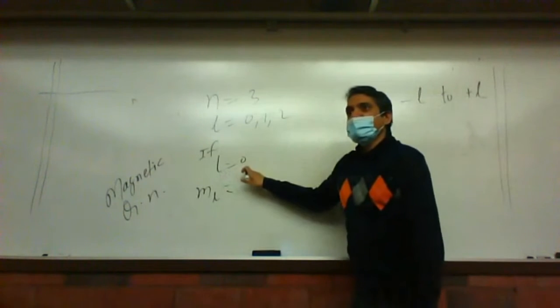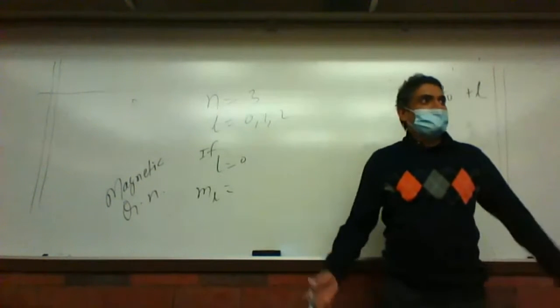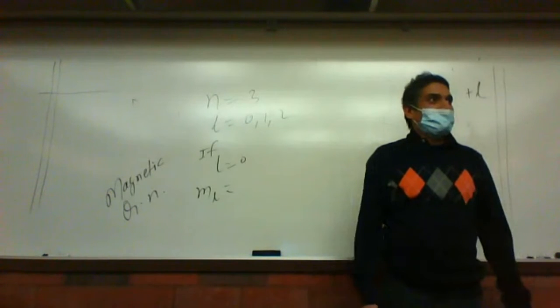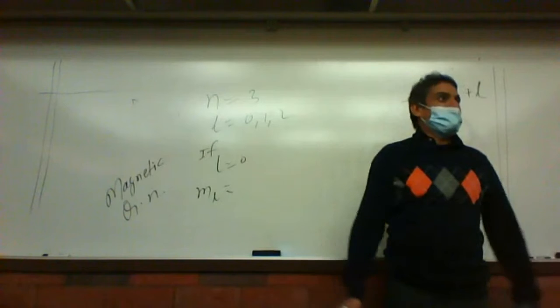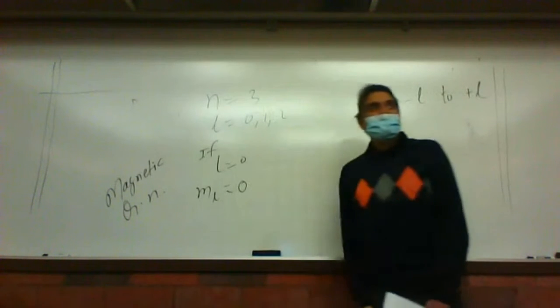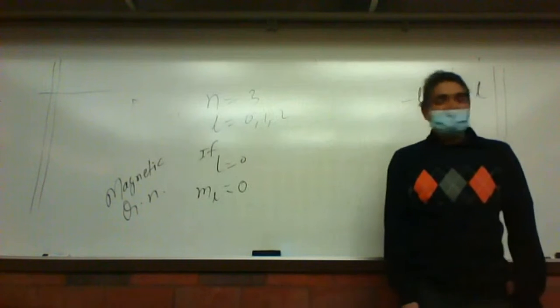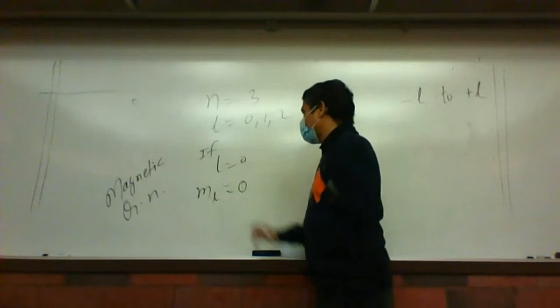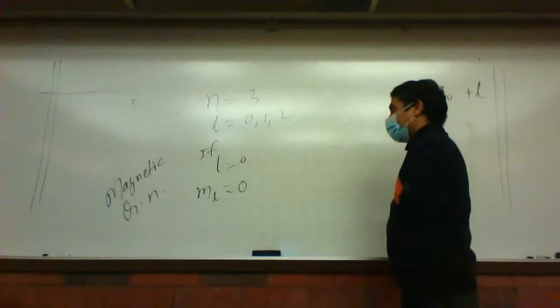So L is equal to 0. What is minus L? Minus 0, right? What is plus L? Plus 0, right? So plus 0 or minus 0 is the same thing. So magnetic quantum number here is only 0. So if you have L equal to 0, ML is 0.